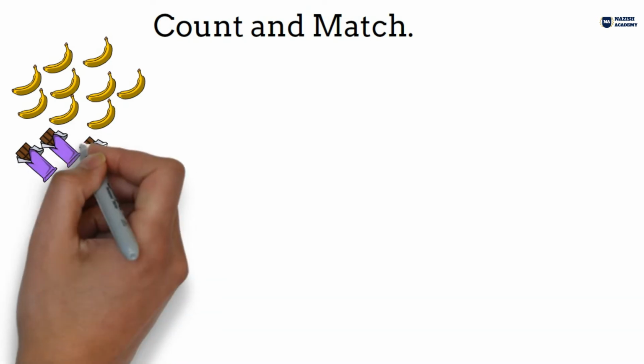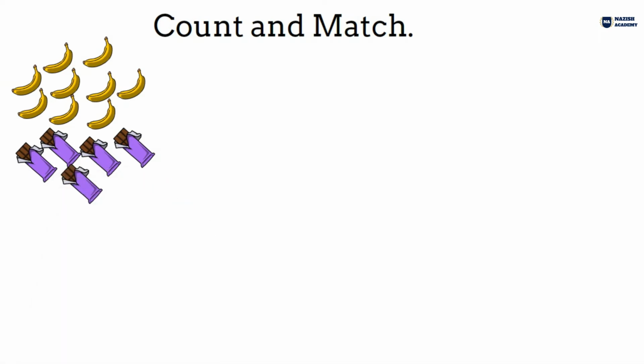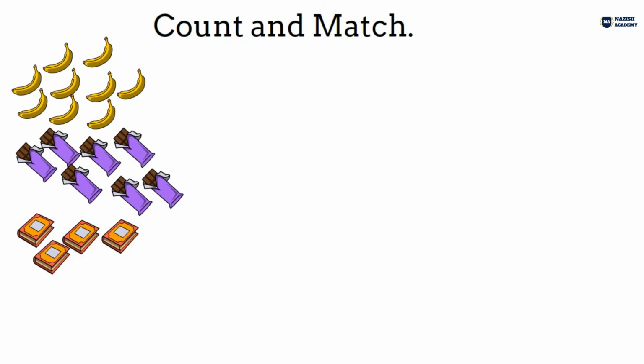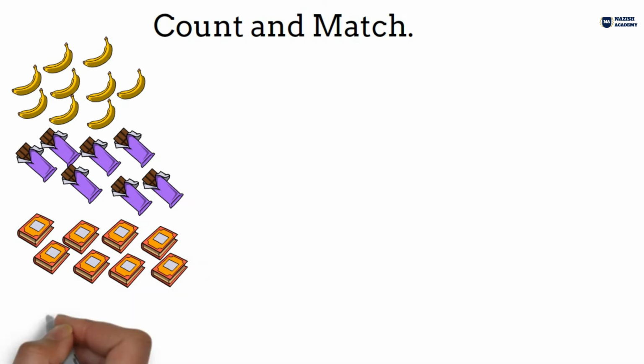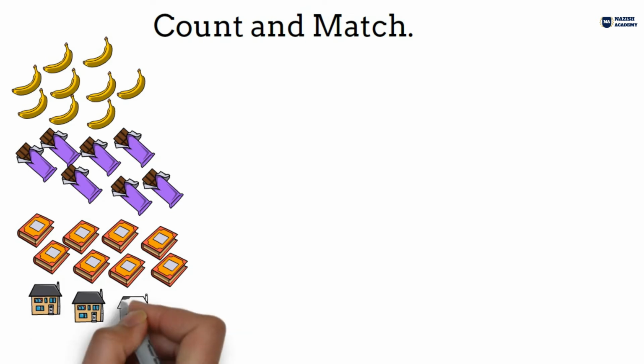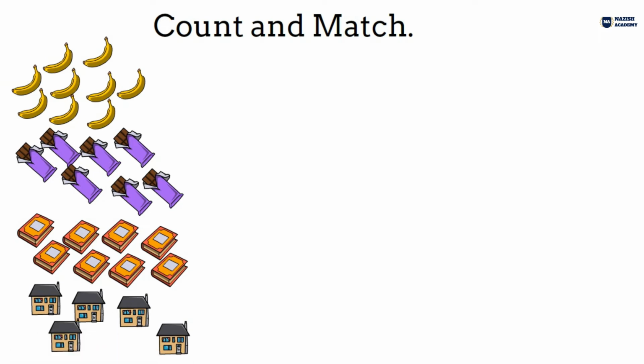Count and match. 1 banana, 2 bananas, 3 bananas, 4, 5 bananas, 6 bananas, 7, 8 bananas, 9 bananas. 1, 2 chocolates, 3, 4, 5, 6, 7. 1 book, 2 books, 3, 4, 5, and 6, 7 books, 8 books. 1, 2, 3, 4, 5, 6.